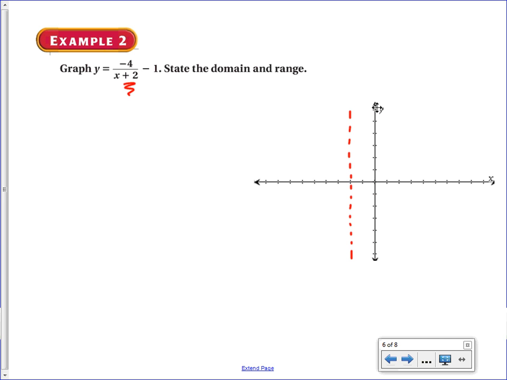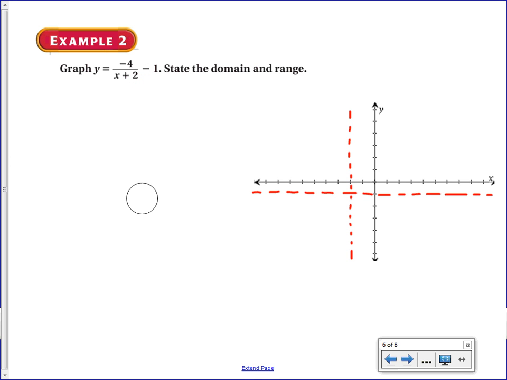All right, and then the horizontal asymptote that would have been at 0 is going to shift with k. So k, as you can see here, is -1. We don't do the opposite of that. We do exactly what it says. So our horizontal asymptote is going to be at -1.